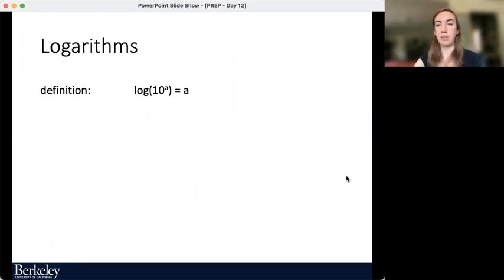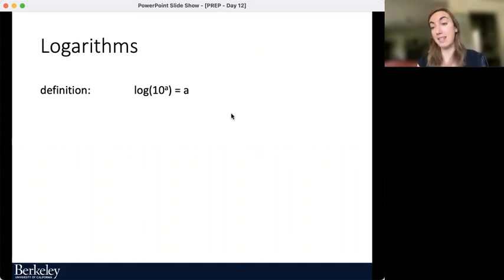So I'm going to move into how we quantify how acidic or basic something is. In order to do that, we need to review logarithms, which you may be doing in your math classes, you may have seen before, but I'm just going to review it just in case. So the definition of a logarithm is that the log of 10 to the a, where a is just some number, is a. And that's just the definition of what a logarithm means.